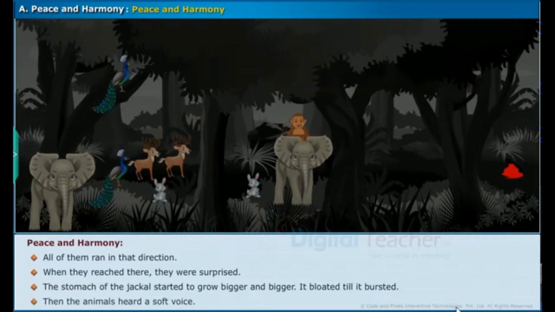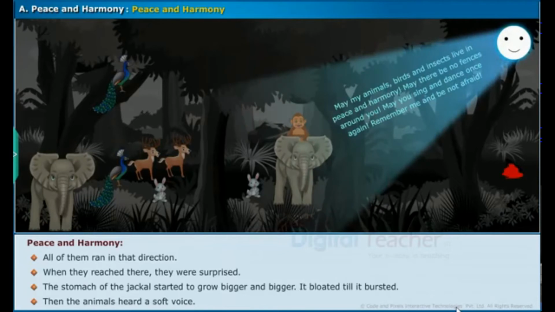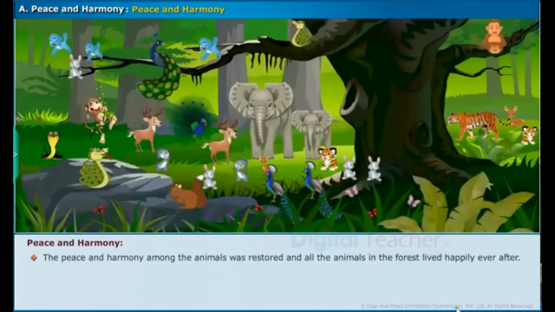Then the animals heard a soft voice. "May my animals, birds and insects live in peace and harmony. May there be no fences around you. May you sing and dance once again. Remember me and be not afraid." The peace and harmony among the animals was restored, and all the animals in the forest lived happily ever after.